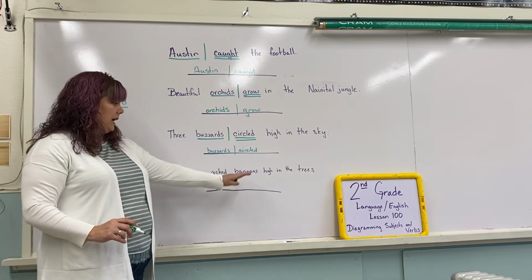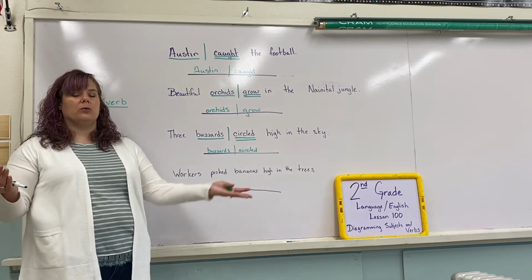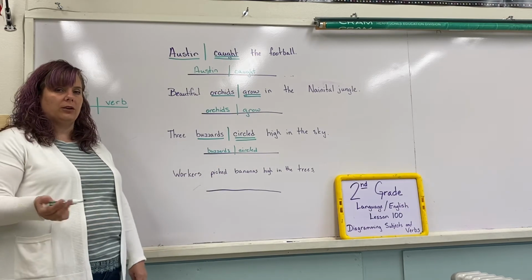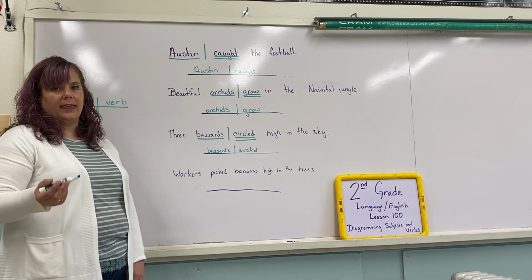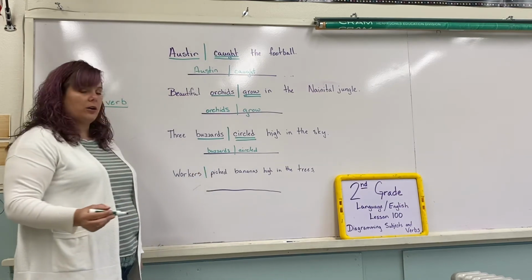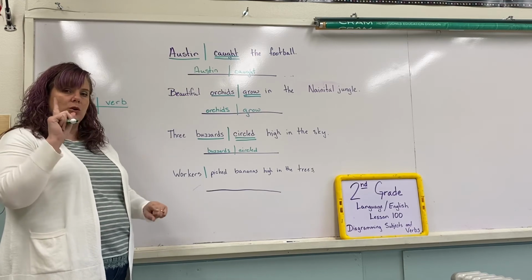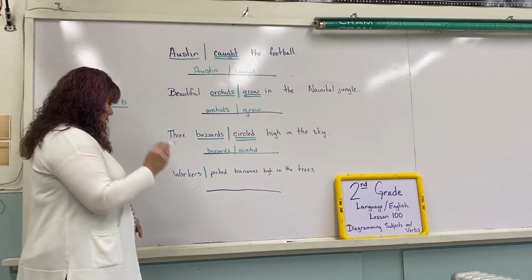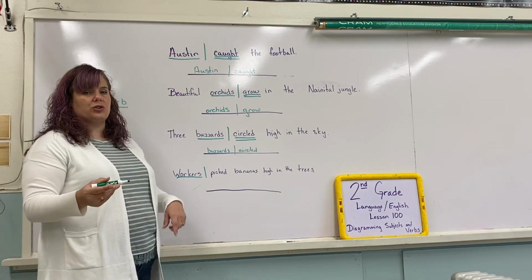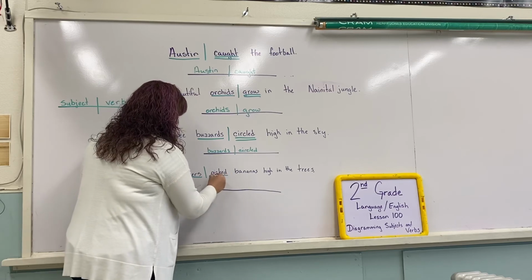Workers picked bananas high in the trees. Who did what? Where's our line going between the who and the what? Where's our line going? Give me a guess. If you said between workers and picked, you are correct. So now we're looking for our subject and verb, our one words. Who is the sentence about? If you said workers, you're correct. What did the workers do? What's our verb? If you said picked, you're correct.